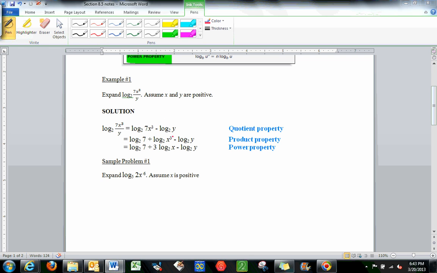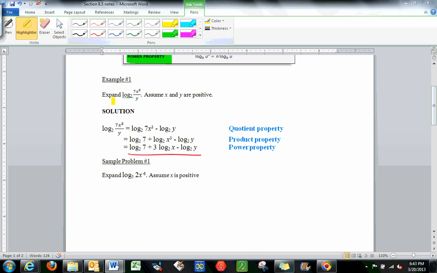So it's very important that you understand that this power of 3 only goes with the x. It does not go with the 7, and so you would not put it in front of the log base 2 with the 7. So it's very important that you split that up first. And then you have a completely expanded log.